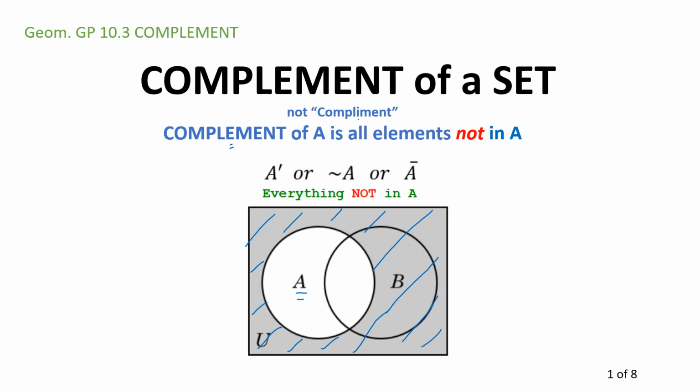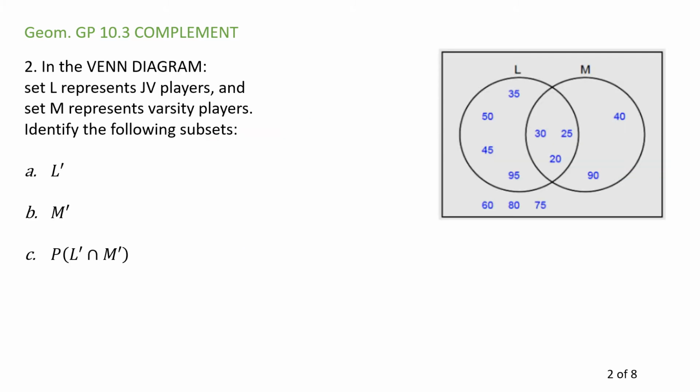Different ways of writing it: you can write it with a little apostrophe, you can put a little tilde in front of it, or you can put a little line over A. They all three mean the same thing. And it basically is everything that's not in A.